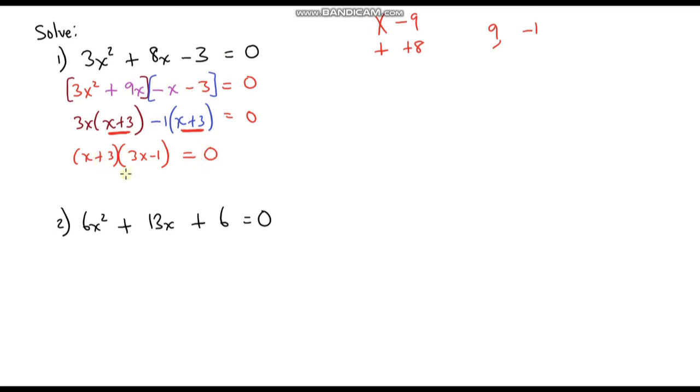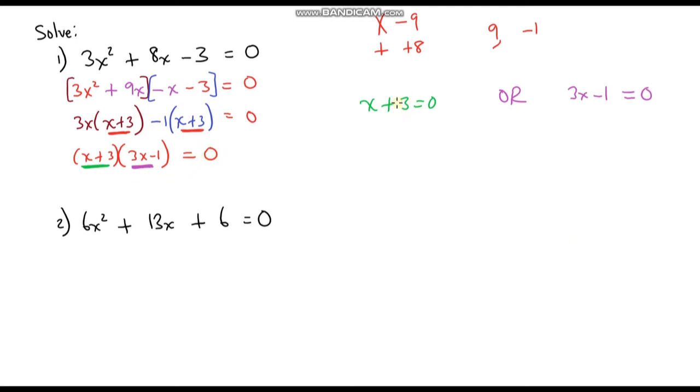So now we can apply the zero product rule. So either one of these expressions is going to equal 0. So either x plus 3 equals 0, or I can say that 3x minus 1 equals 0. As long as one of these is 0, my answer is always going to be 0.